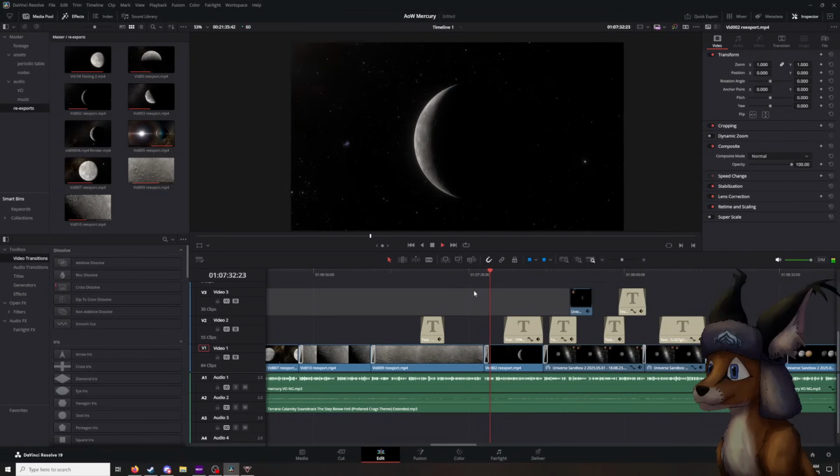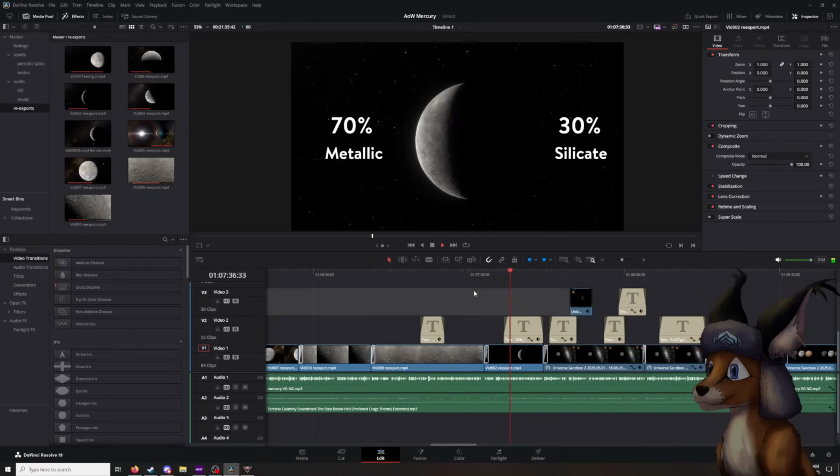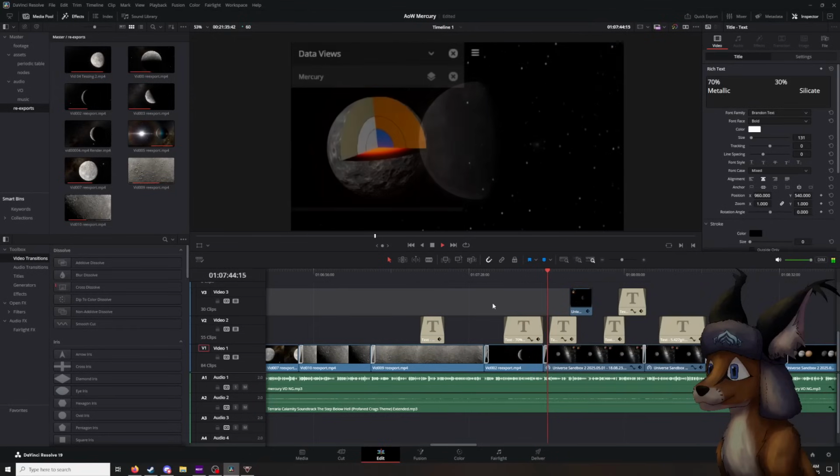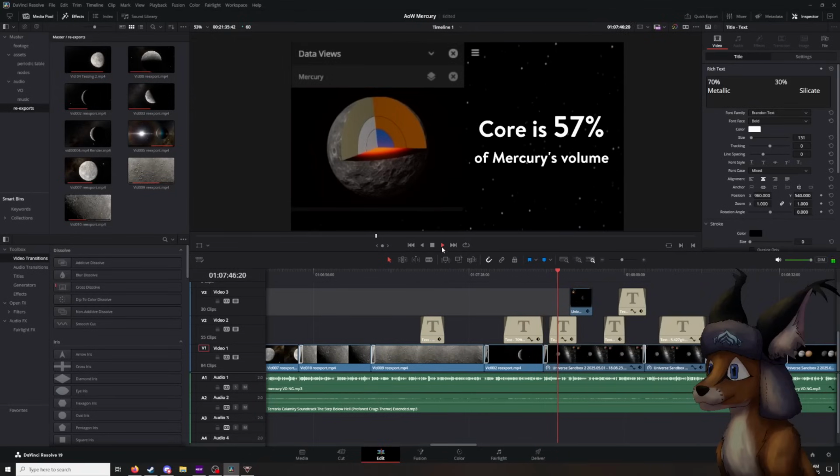So, what is Mercury actually made of? Well, as far as we've analyzed, it's about 70% metallic compounds and 30% silicate. Weirdly, Space Engine says it's 60-40, but every resource I had read otherwise said it was 70-30, so I just went with that number. It has a mostly silicate crust and mantle leading into a metallic inner and outer core of mostly iron. This core is estimated to be about 57% of Mercury's total volume.